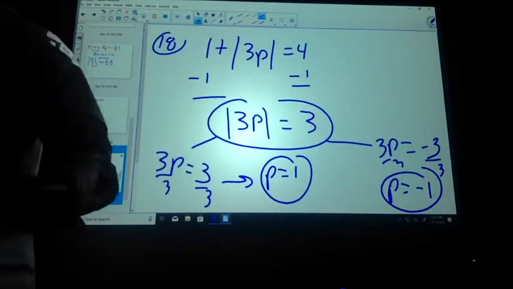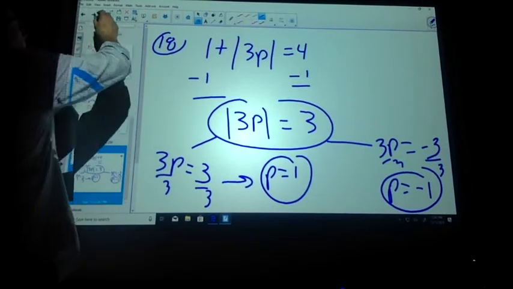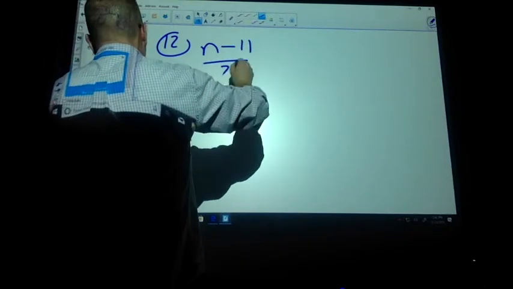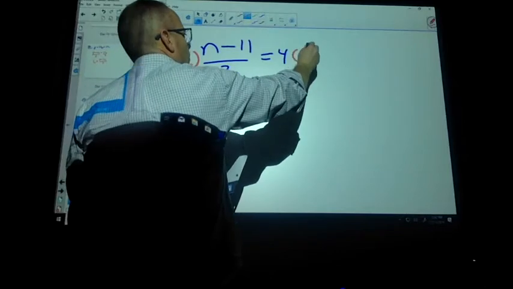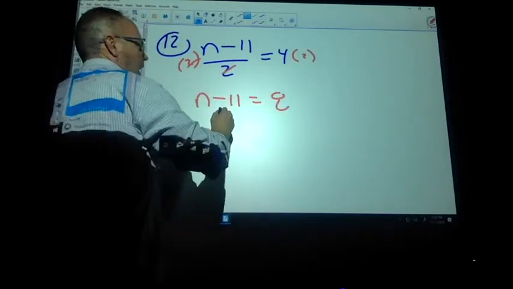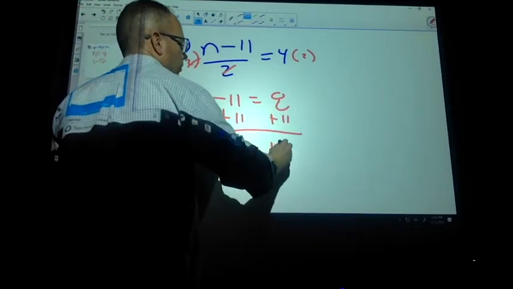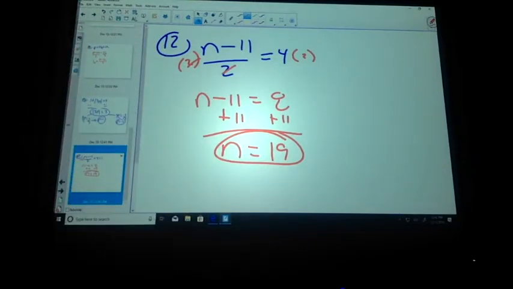All right. What else? What do you got, Oliver? Number 12. We have n minus 11 over 2 equals 4. I'm going to multiply both sides by 2. So n minus 11 equals 8. Add 11. Hold up. Is that all right? Yeah.